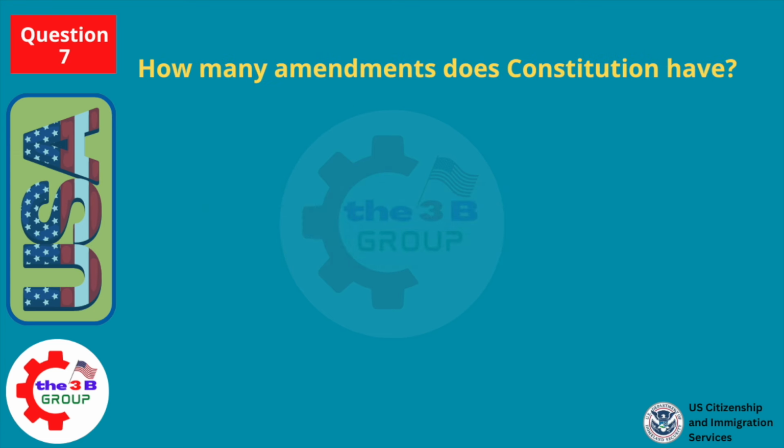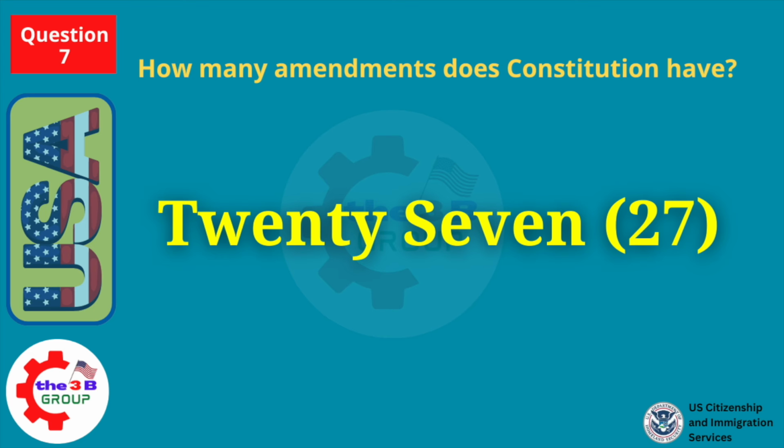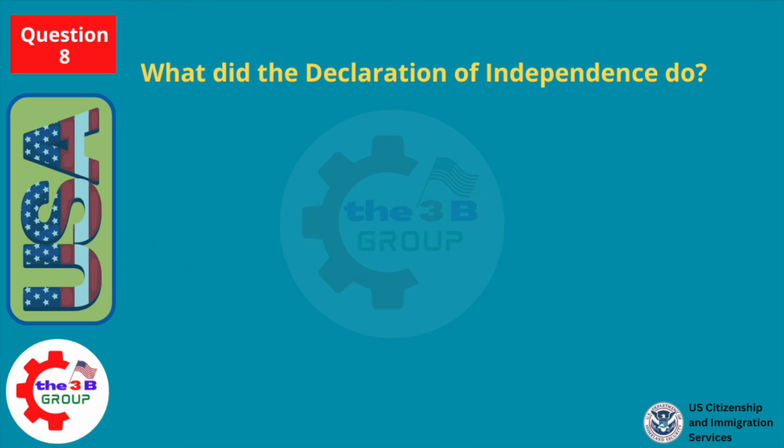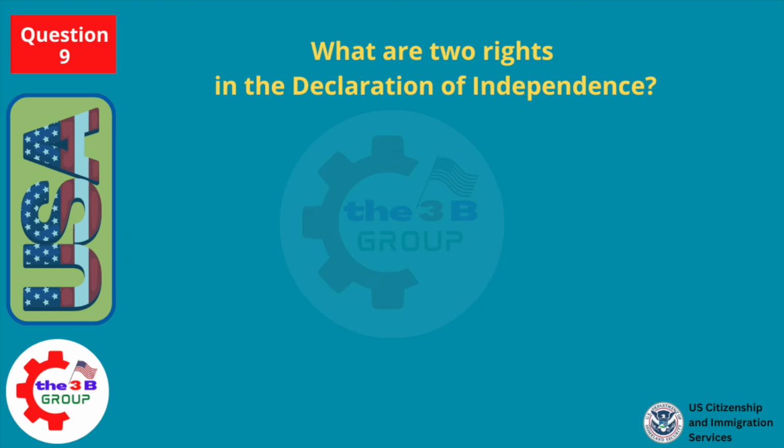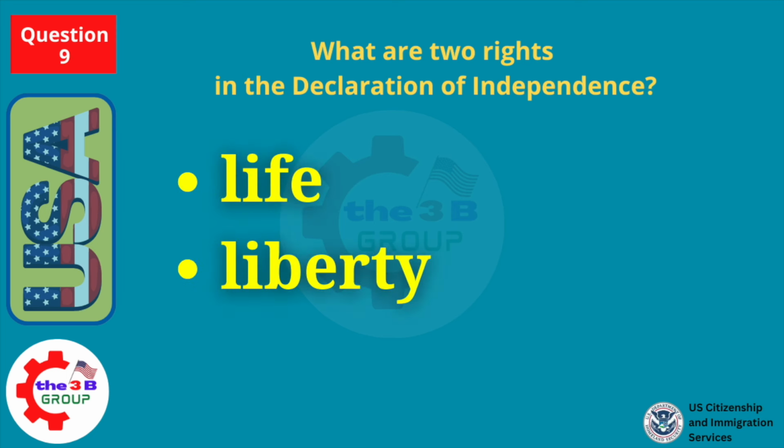How many amendments does the Constitution have? 27. What did the Declaration of Independence do? Announced our independence from Great Britain. What are two rights in the Declaration of Independence? Life, liberty.